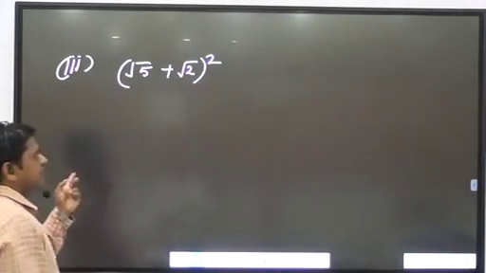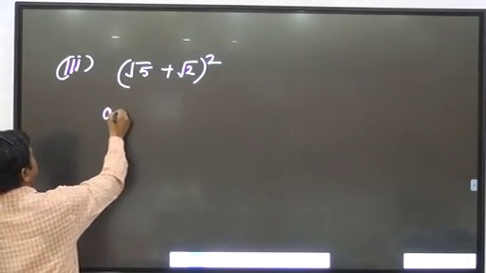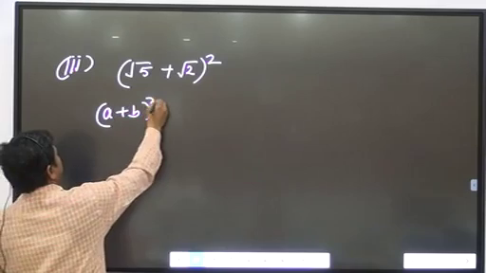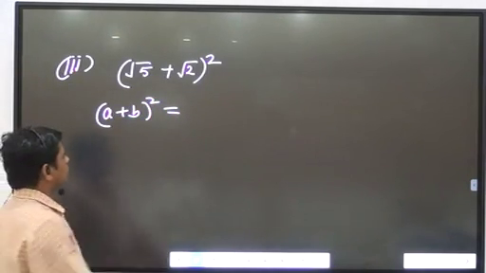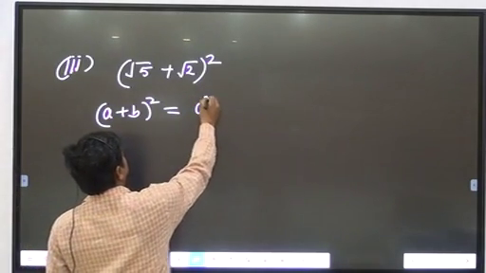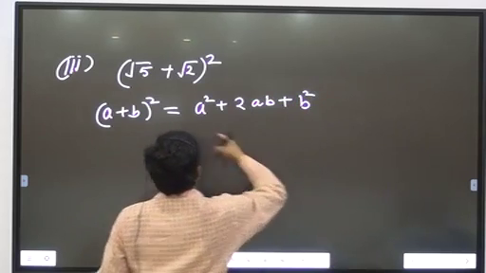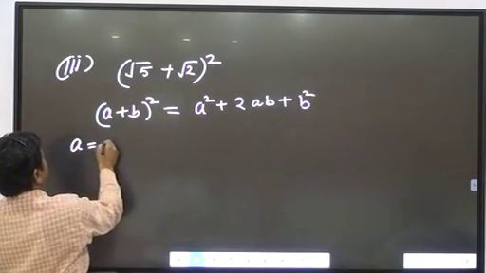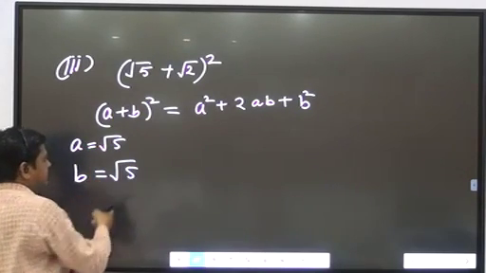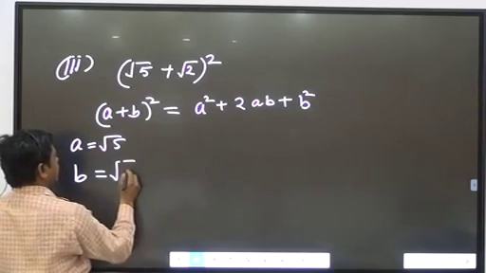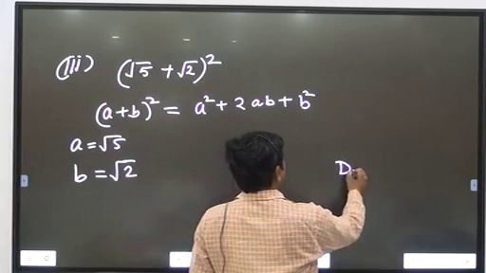Second one is under root 5 plus under root 2, whole square. In the same way we can use the identity A plus B whole square, and we have read about the identity in the last class also, but I am explaining here. A square plus 2AB plus B square, and in this case A is equal to under root 5 and B is equal to under root 2. Using the values, solve it yourself, find the answer and tell the correct answer. So again, do it yourself.